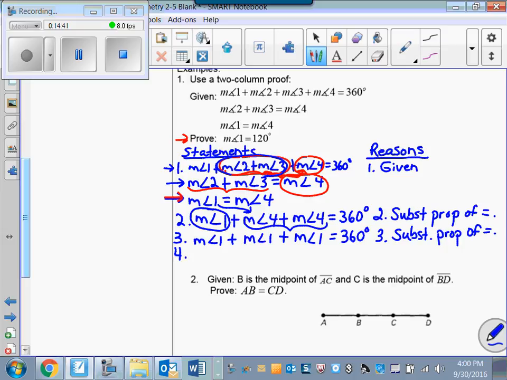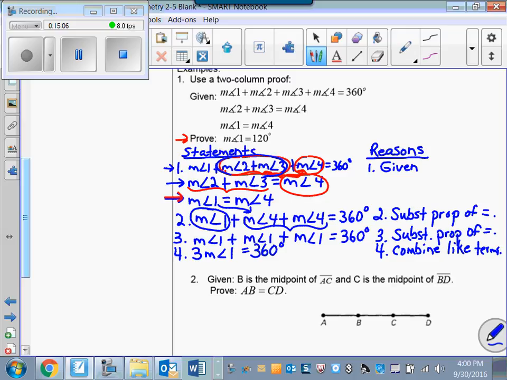All right. Now what can I do? I can combine like terms, right? So 3 times the measure of angle 1 equals 360 degrees. And of course, that's just combined like terms. You could also write simplification for your reason. I just prefer combined like terms.